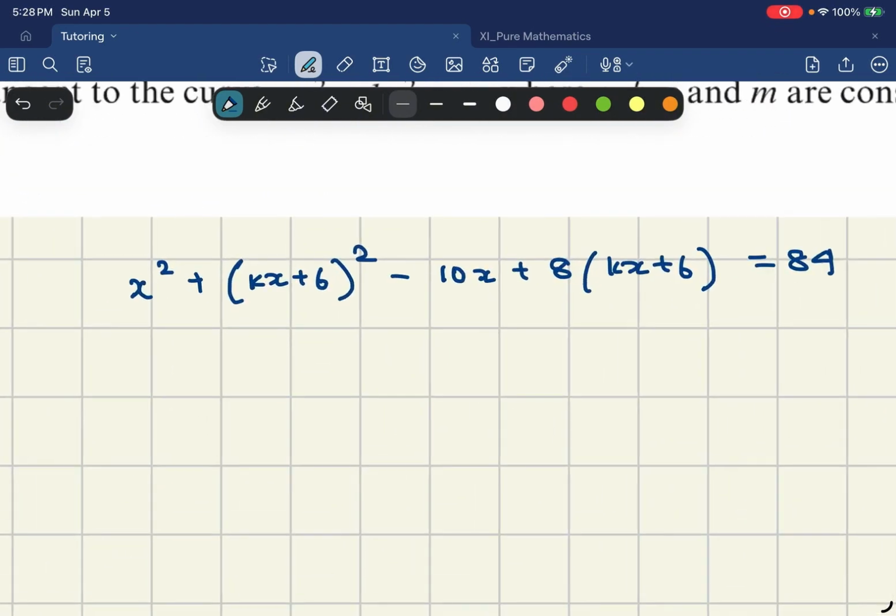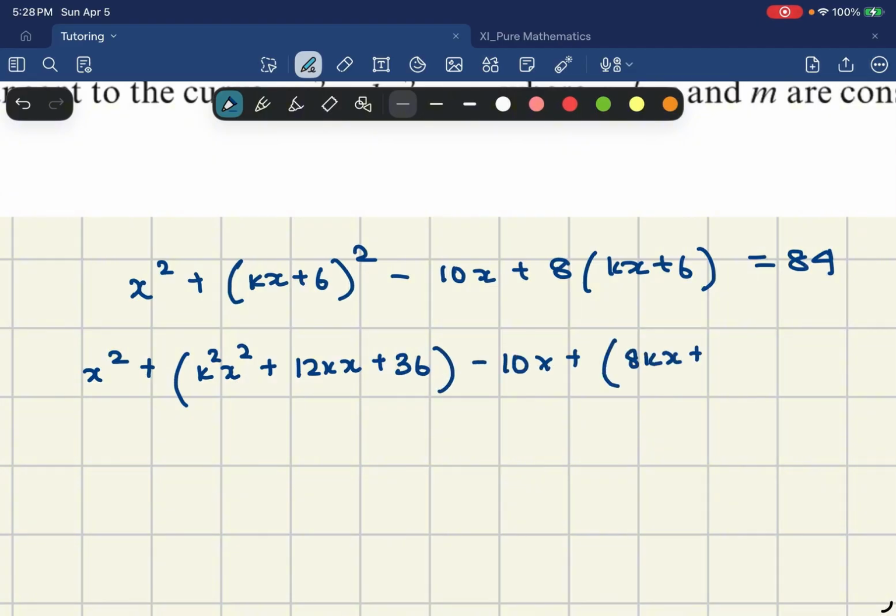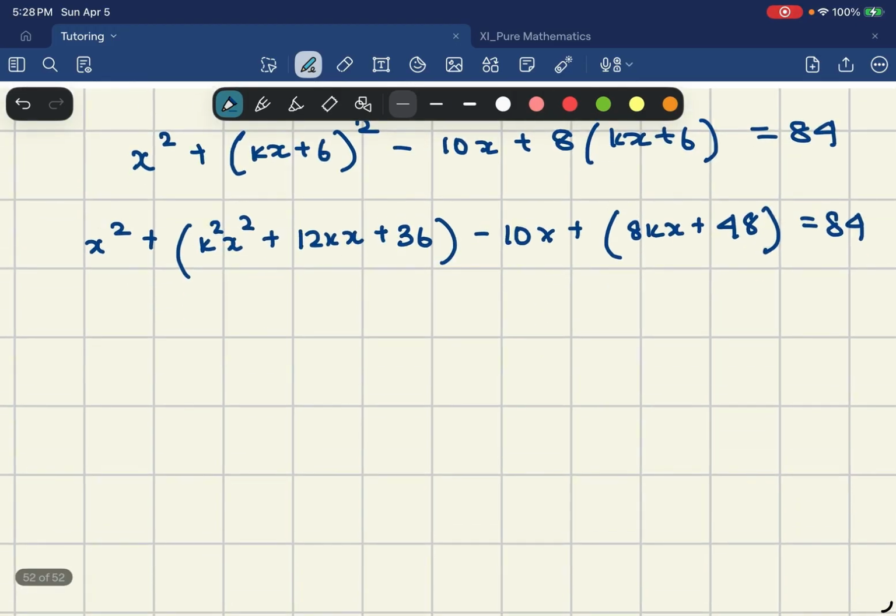All right, so now we can simplify this. x squared plus kx plus 6, squared. If I square this, you get k squared x squared plus 12kx plus 36, minus 10x plus 8kx plus 48 is equal to 84. So now let me collect my x squared terms. So that is 1 plus k squared, x squared. You can think it through why this is going to be my x squared terms.